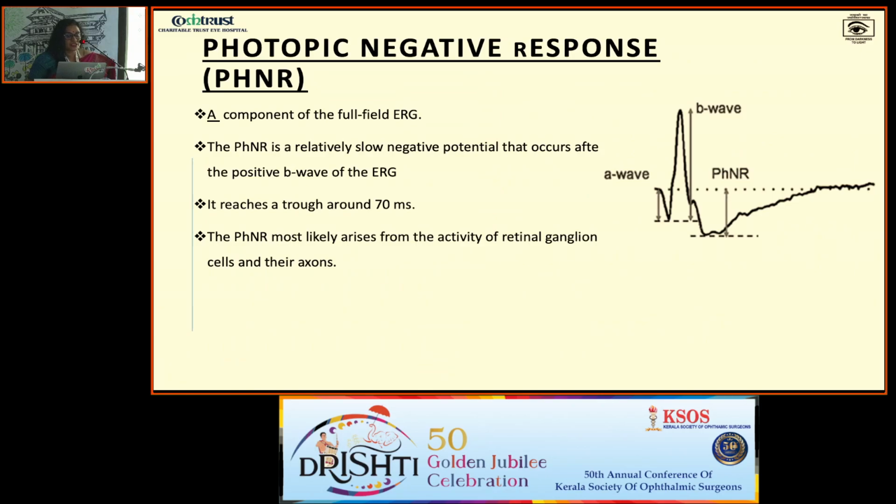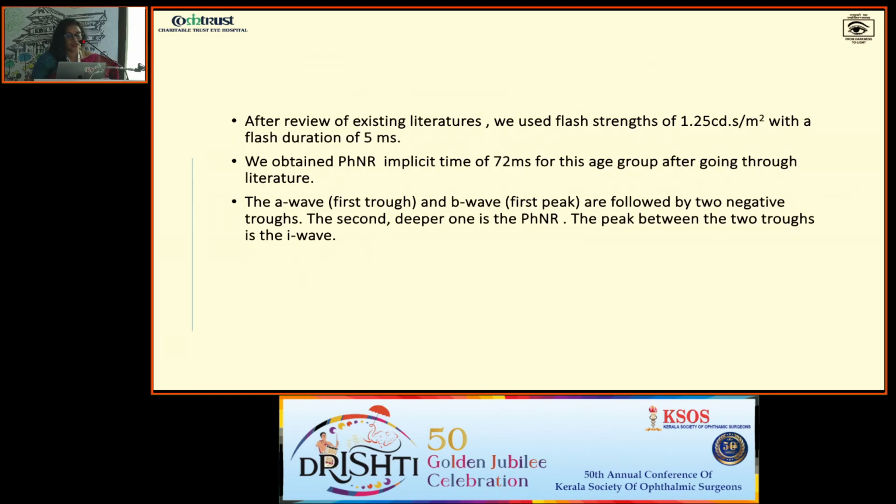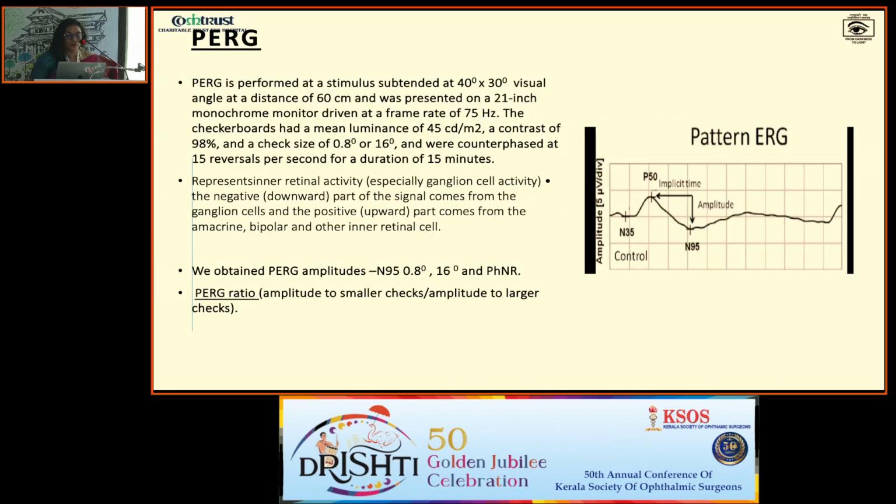The PHNR is a slow negative potential that occurs after the positive B wave. Actually, there are 2 negative waves, and the second one, which is deeper, is taken as the PHNR. The PRG was recorded for both 8-degree and 16-degree checker sizes, and the PRG ratio was calculated as the amplitude to the smaller check size divided by the amplitude to the larger check size.